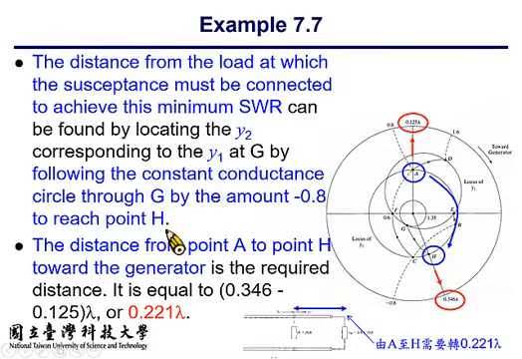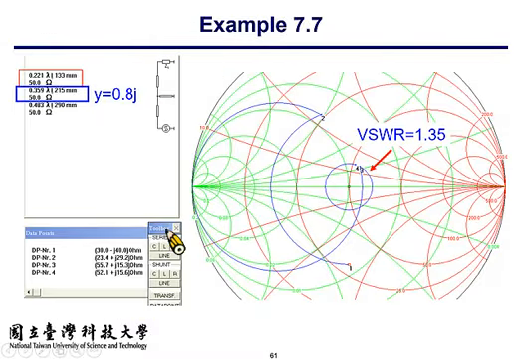SWR ratio from 3 down to 1.35. Okay. Okay, we can also demonstrate this with the Smith chart tool. Oh, okay, so I guess I will just skip this part.